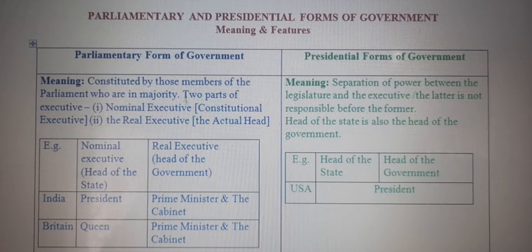In conclusion, we can say the parliamentary form of government, we have two parts of executives, and in presidential form of government, we have only one part of executive. For an example of parliamentary forms of government, we can take India and Britain, and the example of presidential form of government, we can take the president of USA.